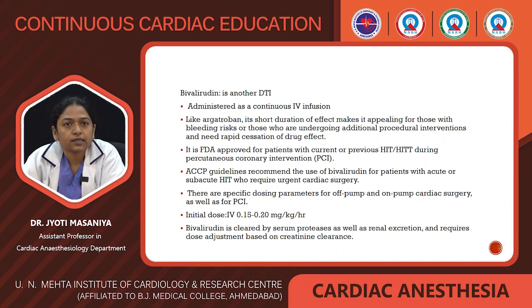American College of Chest Physicians guidelines recommend the use of bivalirudin for patients with acute or subacute HIT who require urgent cardiac surgery. There are specific dosing parameters for off-pump and on-pump cardiac surgery as well as for percutaneous coronary intervention. The initial dose of bivalirudin is as an IV infusion at a dose of 0.15 to 0.20 milligram per kg per hour. Bivalirudin is cleared by serum proteases as well as renal excretion, so it requires dose adjustment in renal dysfunction.